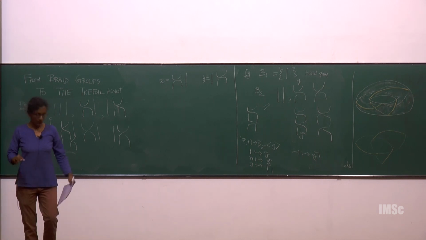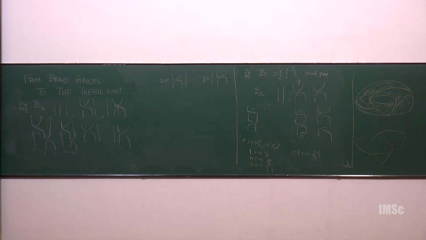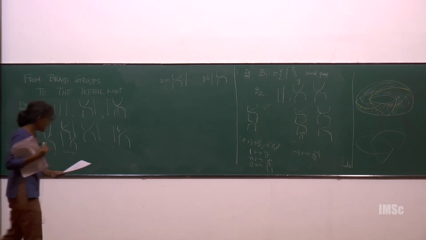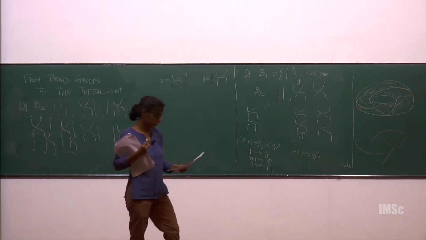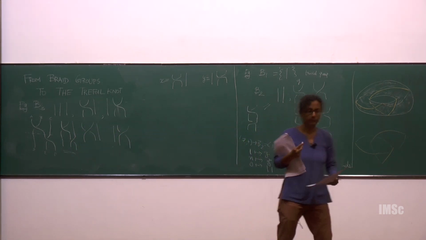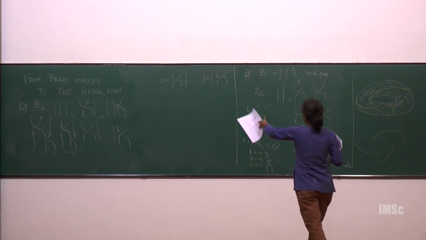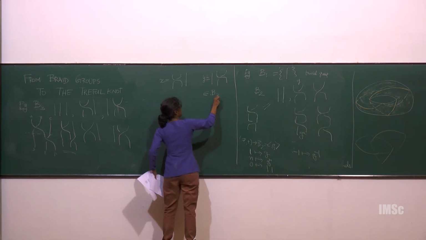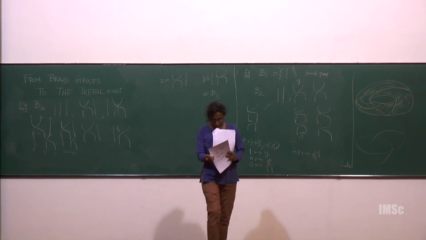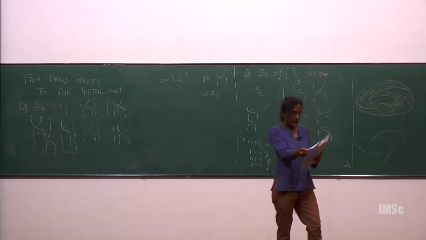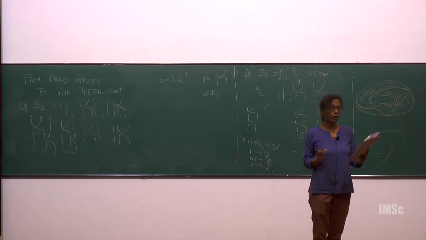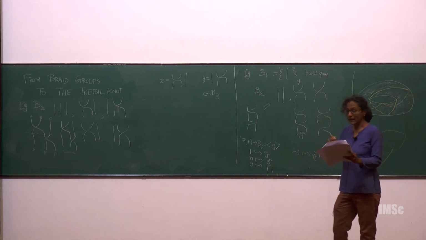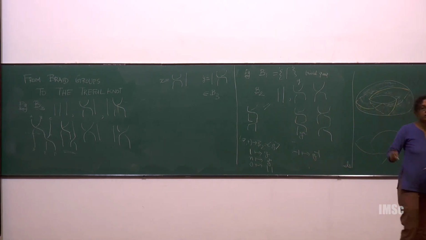So now let's come to the third problem in your worksheet. 3A and 3B we have already done, so let's move to 3C. I have given you 2 generators, both elements in B3. Your goal in 3C, D, E, F, all these 4 problems, is to write that braid in terms of generators.